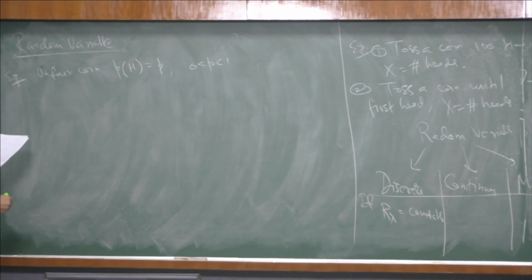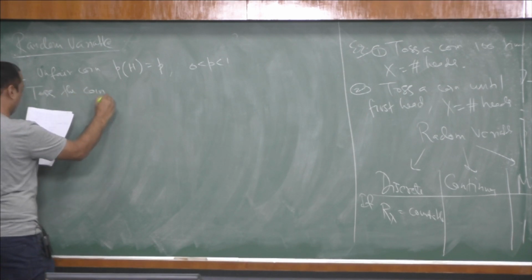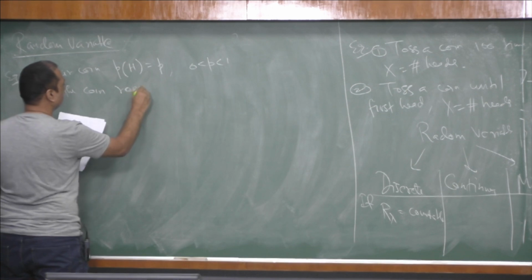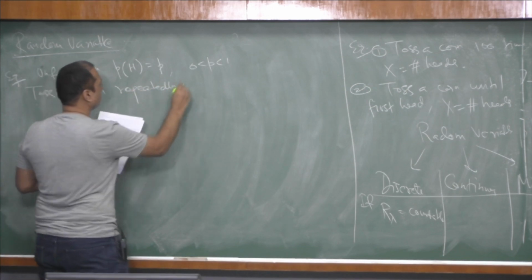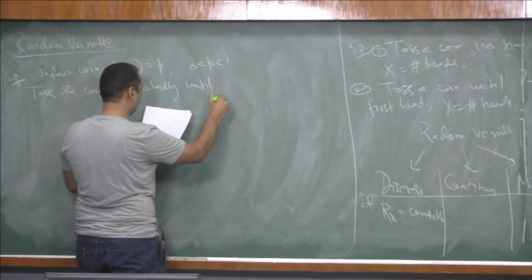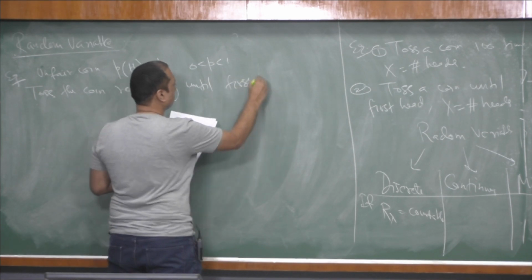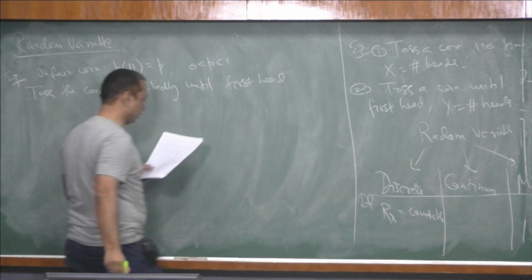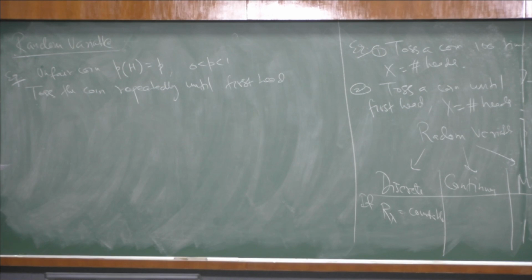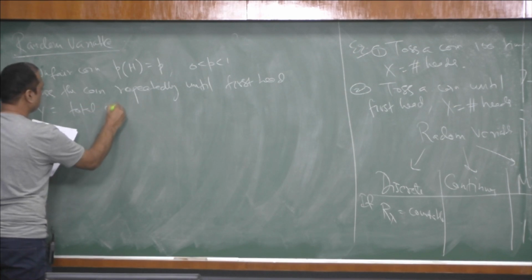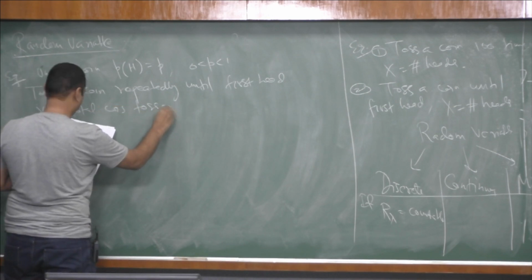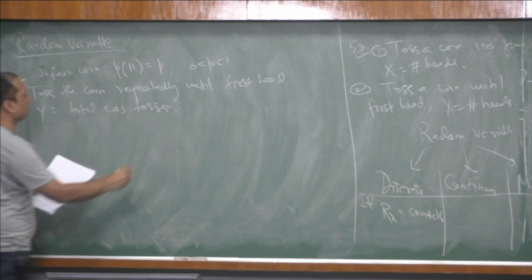So the experiment is to toss the coin repeatedly until the first head is observed for the first time. Let us define a random variable Y as the total number of coin tosses, and then the question is to find the distribution of Y.